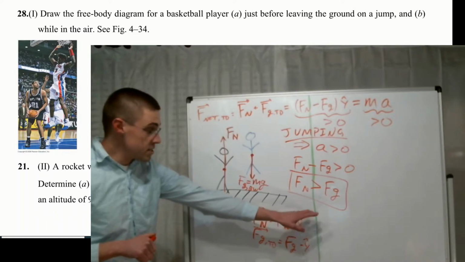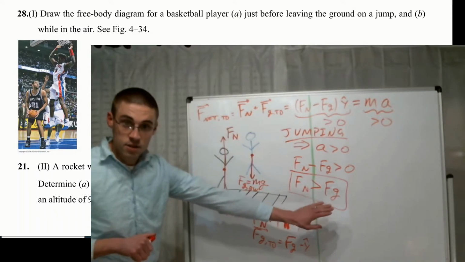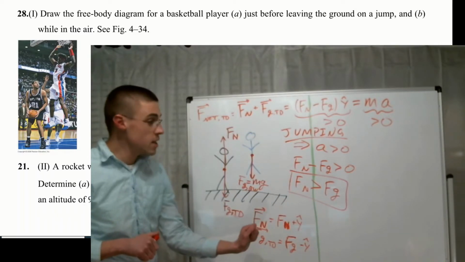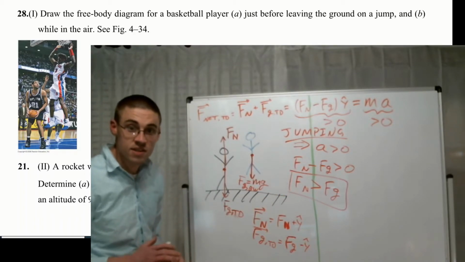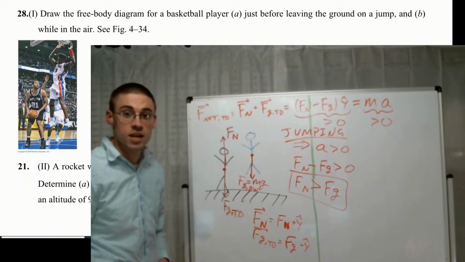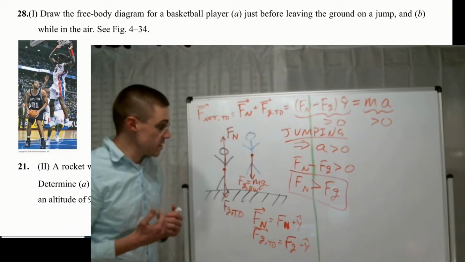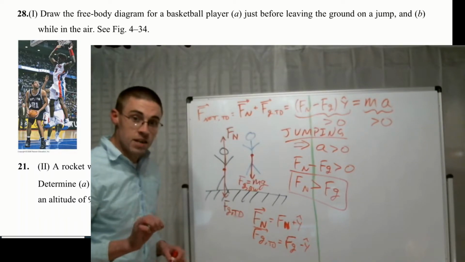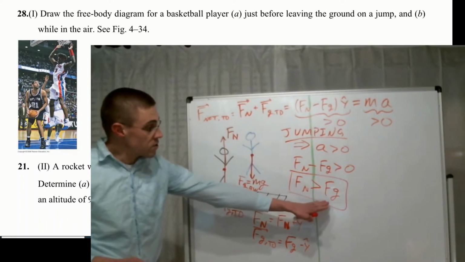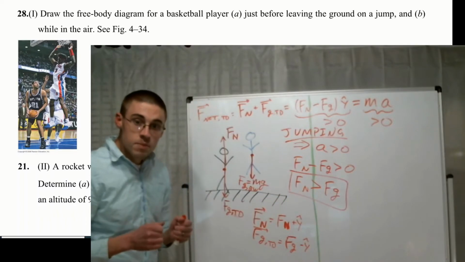And that's not because he gets any less weight on him, right? It means that the normal force on him is lessened because he's accelerating downwards. He's not pushing against the floor as much as he would be in the jumping case, right? In the jumping case, the normal force is greater than the force of gravity. And if you think about it, that makes sense.